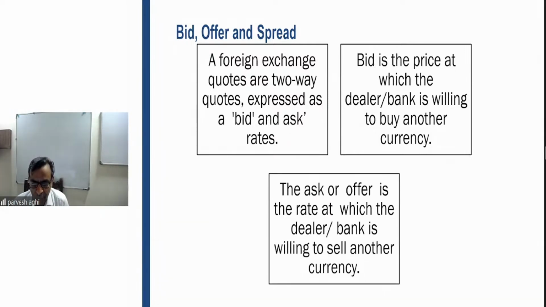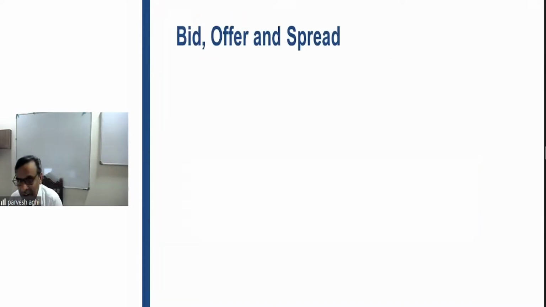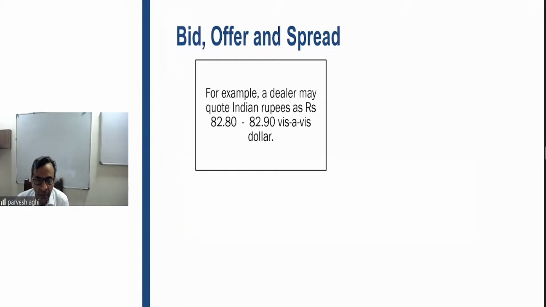The ask or the offer is the rate at which the bank is willing to sell the other currency. So the bank will give you two rates. Bid is the buy rate of the bank, and ask, sell or offer all mean the same thing, the selling price. Let's understand this through an example. For example, a dealer may quote Indian rupees as 82.80-82.90 vis-a-vis the dollar. So $1 is equal to 82.80 dash 82.90. So he has given you this quote.